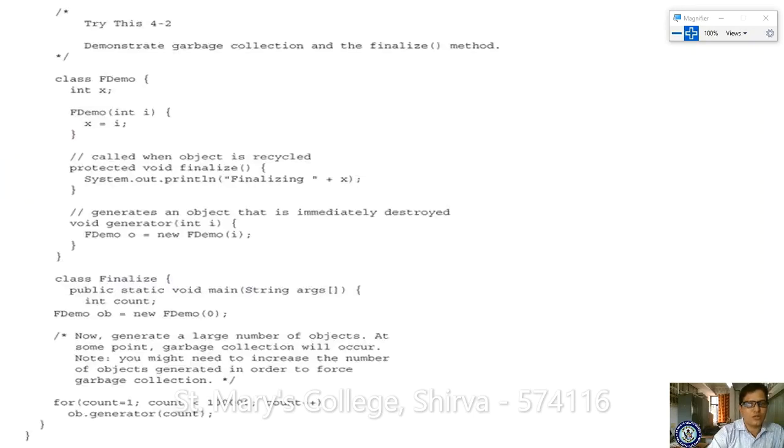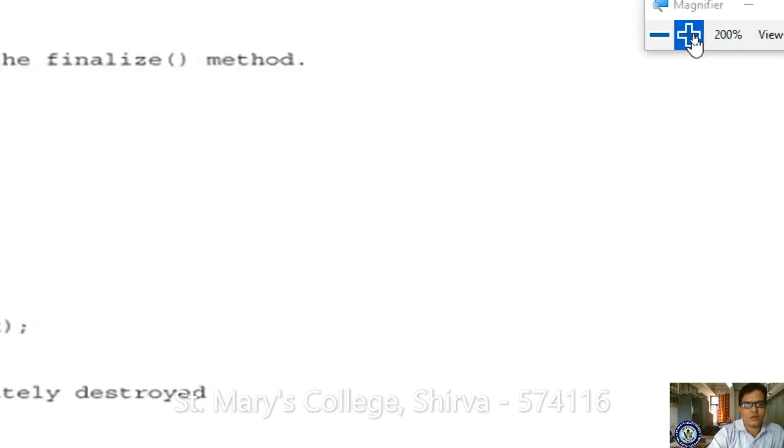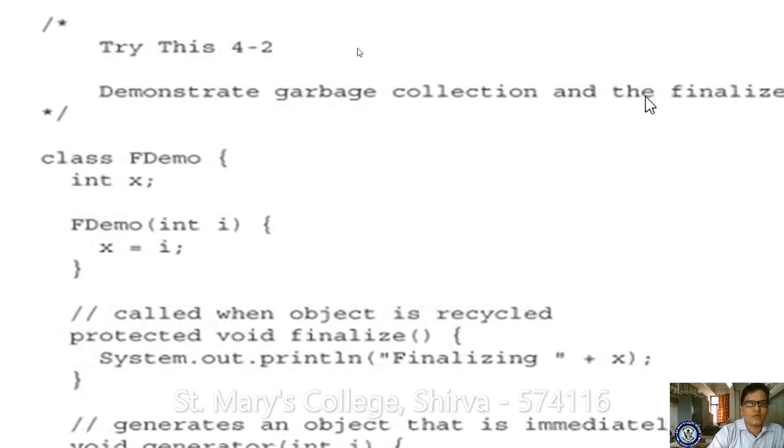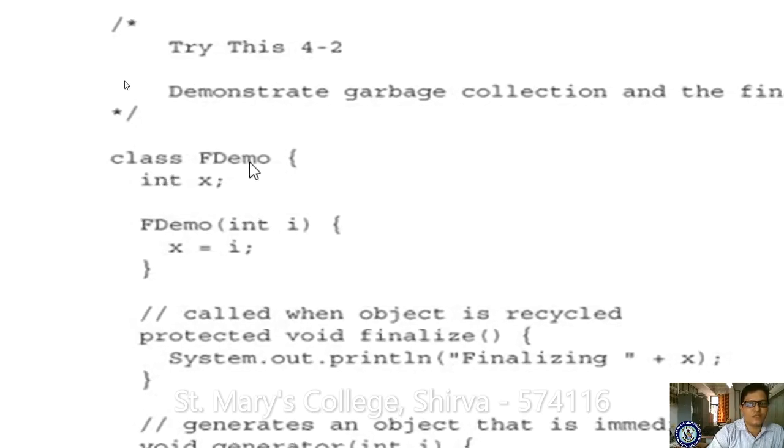Let us see a sample program. I hope it is visible. Let us see a demonstration of garbage collection and the finalize method. The name of the class is fdemo.